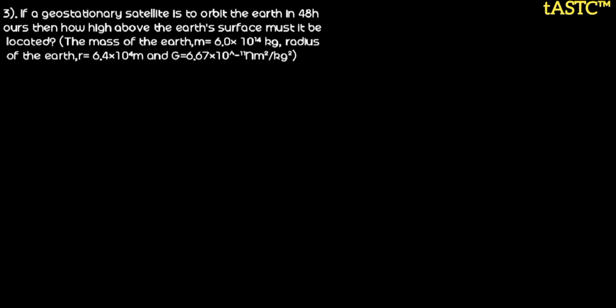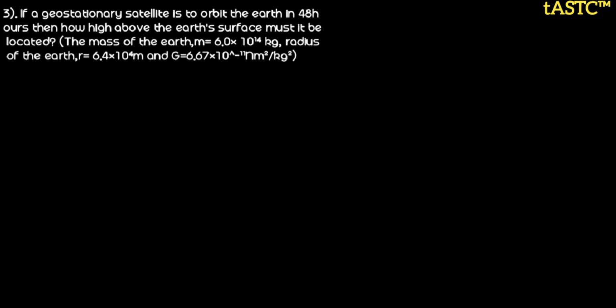Now here is the third question. If a geostationary satellite is to orbit the Earth in 48 hours, then how high above the Earth's surface must it be located? The mass of the Earth is given in this case to be 6.0 times 10 to the 14th kilogram, and the radius of the Earth was given as 6.4 times 10 to the 4th. G, the gravitational constant, we have to be 6.67 multiplied by 10 to the negative 11.